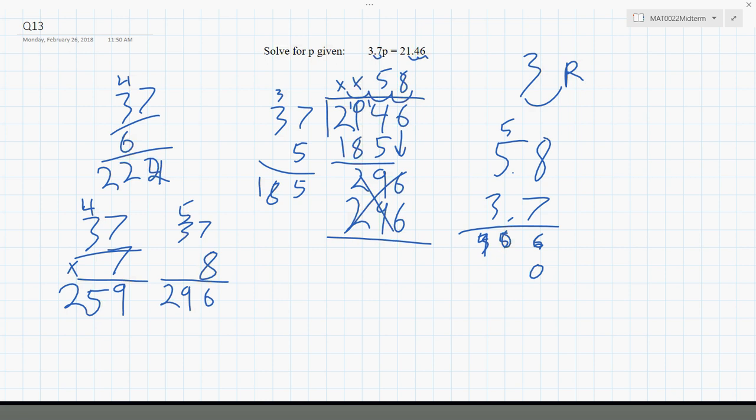3 times 8 is going to be, what? 24? Okay. And then 3 times 5 is 15, plus 2 is 17. 7 plus 4, 21. Yep, that's it.